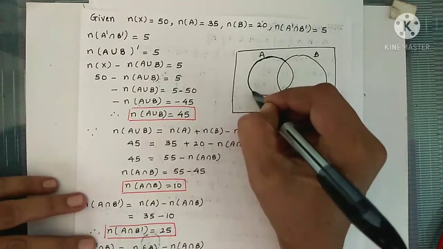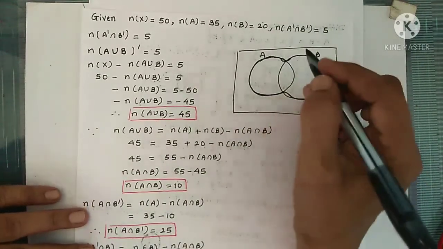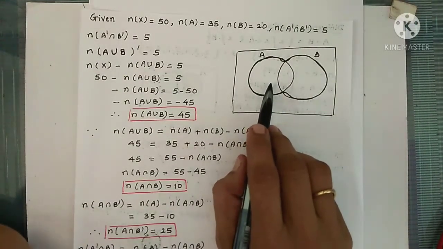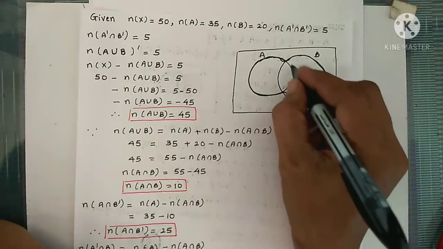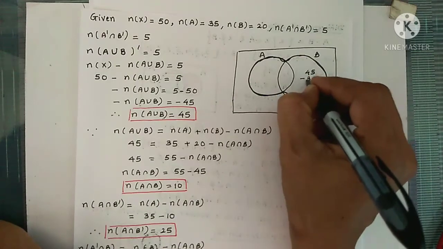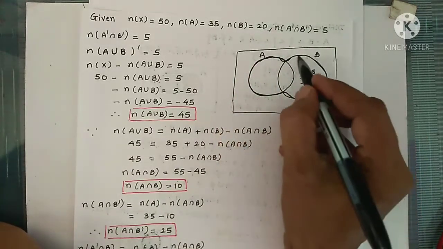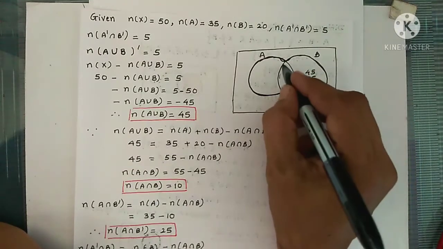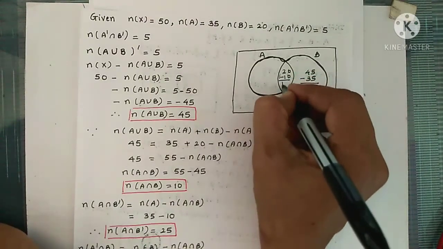Now A has 35 elements and A ∪ B has 45 elements. This outlined portion is A ∪ B and it contains 45 elements, but of those 45 elements, 35 lie in A, so in this circle. So this remaining portion of B contains 45 minus 35, that is 10 elements. Now B has 20 elements. So this circle B contains 20 elements. Now this portion of B contains 10 elements. That means this portion of B contains 20 minus 10, that is 10 elements.